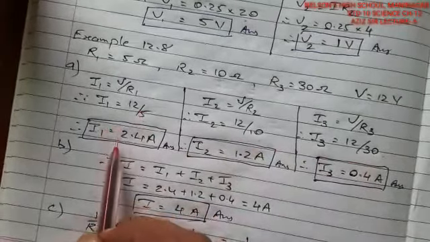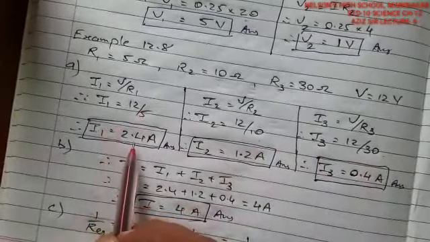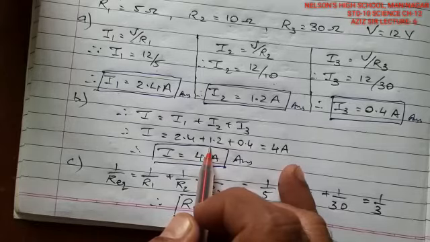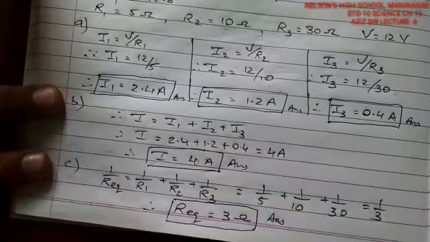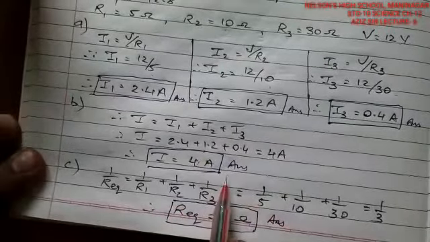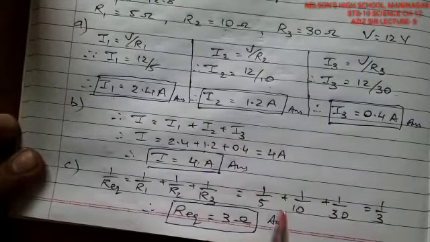So dividing, 12 by 5 comes out to be 2.4 for the first current I1, I2 current will be 1.2 and I3 current will be 0.4. So the total current, that is B, they have asked what is the total current in the circuit. So the total current stands out to be I1, I2 and I3. Adding it up, we get 2.4, 1.2 and 0.4 as 4 ampere.